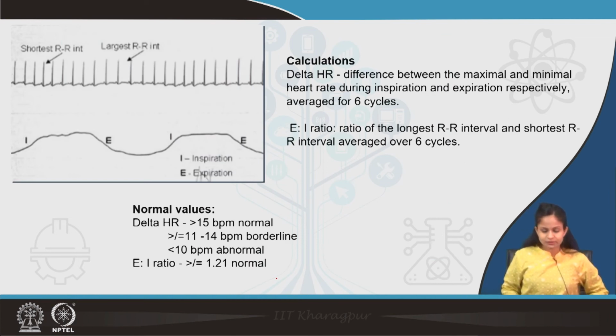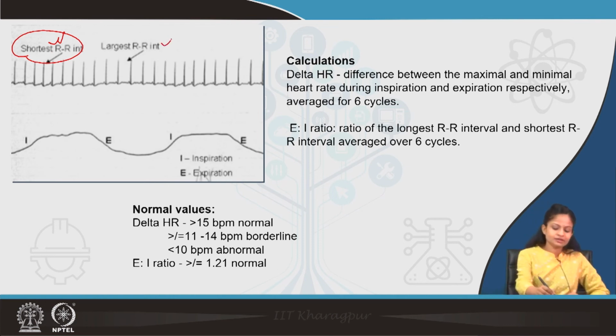For the calculations, when we are taking inspiration or a deep breath, the heart rate increases. When the heart rate increases, the RR interval decreases. That is why you get the shortest RR interval during inspiration. The opposite occurs during expiration. At that time the heart rate decreases, so we get the long or large RR intervals.